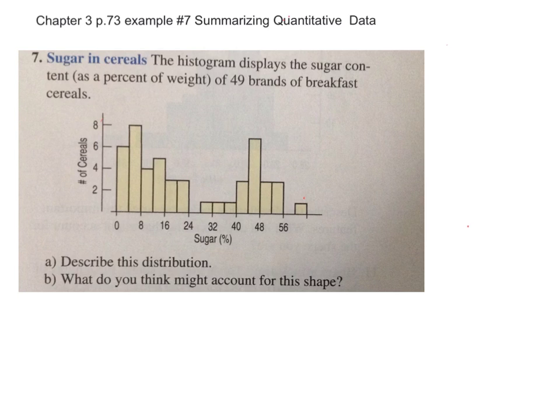Let's look at Chapter 3, Example 7 from the textbook, Summarizing Quantitative Data. This is sugar and cereals. So the histogram displays the sugar content as a percent of weight of 49 brands of breakfast cereals.